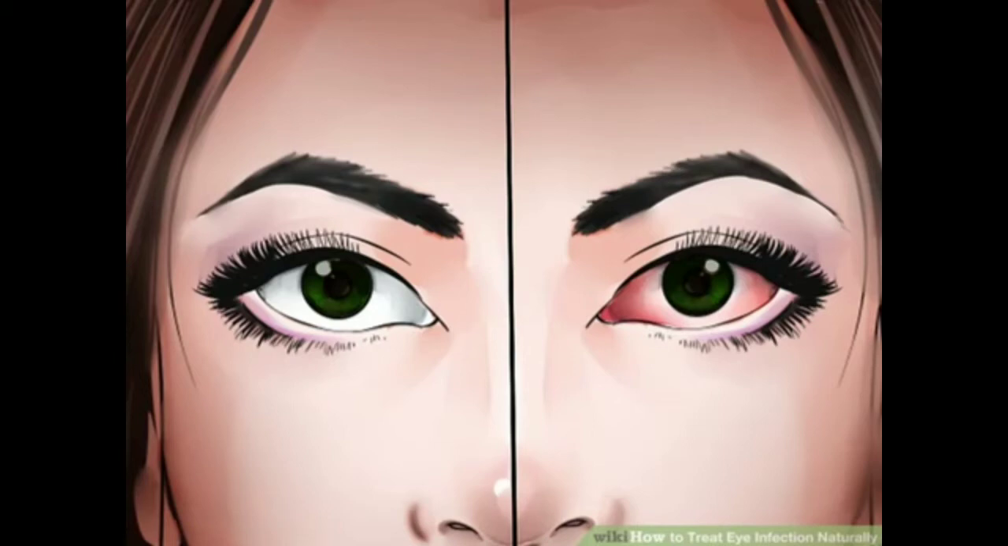The most common eye infections are conjunctivitis, stye, and allergy-related infections. If you experience pain or reduced vision, see a doctor immediately. If your infection is mild, there are a number of home remedies that can reduce the symptoms of your eye infection. Treating conjunctivitis.